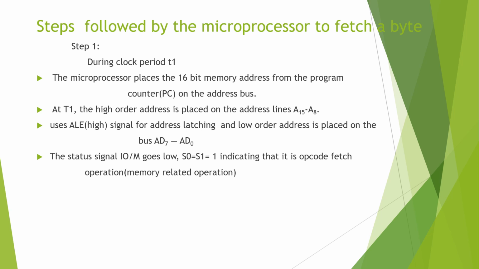During clock period T1, the microprocessor places a 16-bit memory address on the address bus, which was in the program counter. The high order address is placed on the address lines A15 to A8, and the ALE signal is used to latch the address and places the low order address on the bus AD7 to AD0. The status signal IO/M goes low. S0 S1 equals 1 indicates that it's an opcode fetch operation.